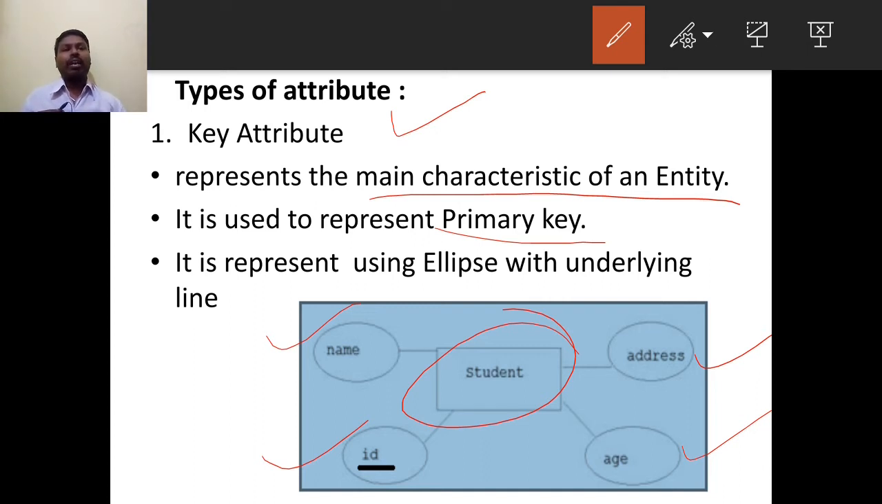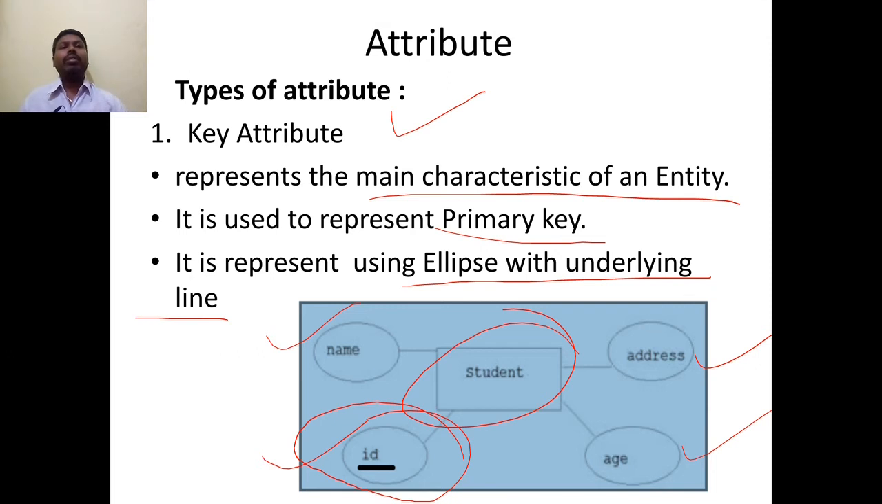Among these four attributes, which attribute is the main attribute or primary key attribute? Everyone easily knows that ID is the main attribute. So this is the key attribute. How do we represent it? We represent it using an ellipse with an underline. You can see this ID, an ellipse using an underline.